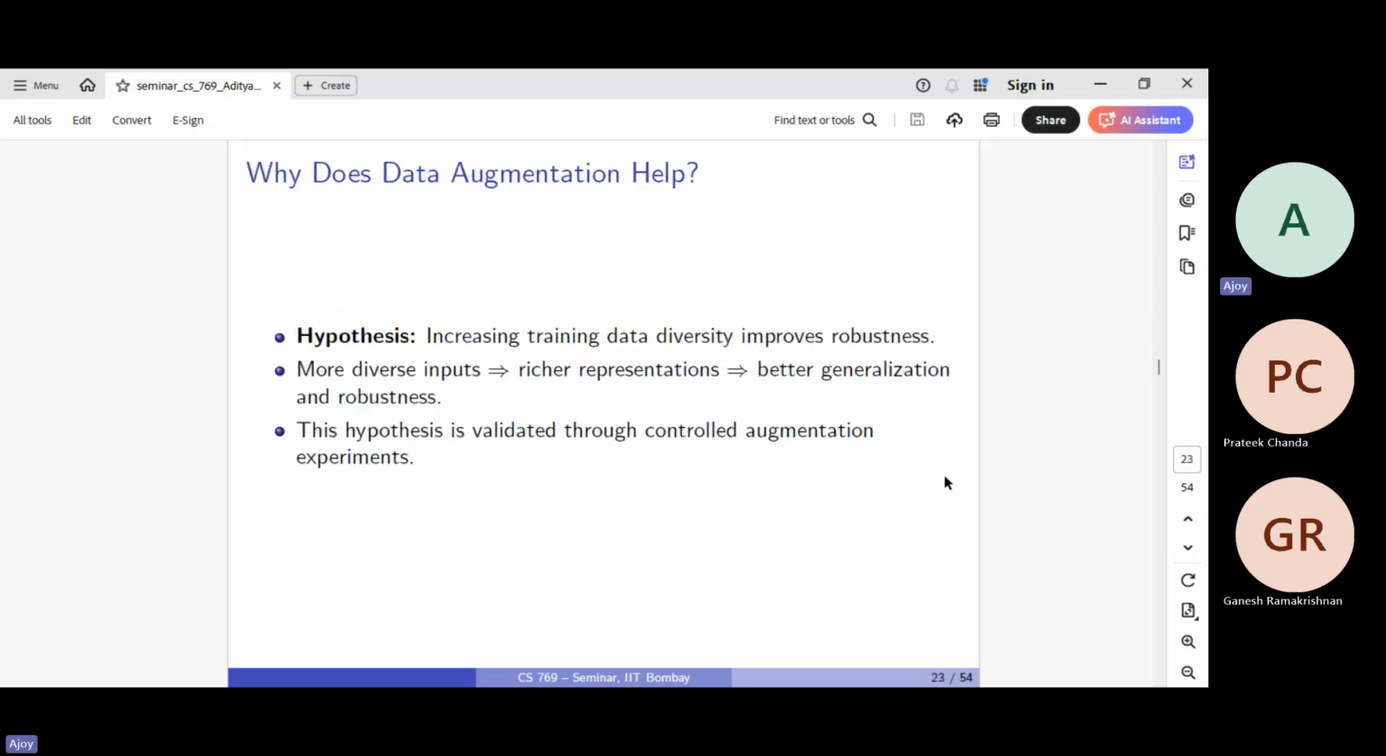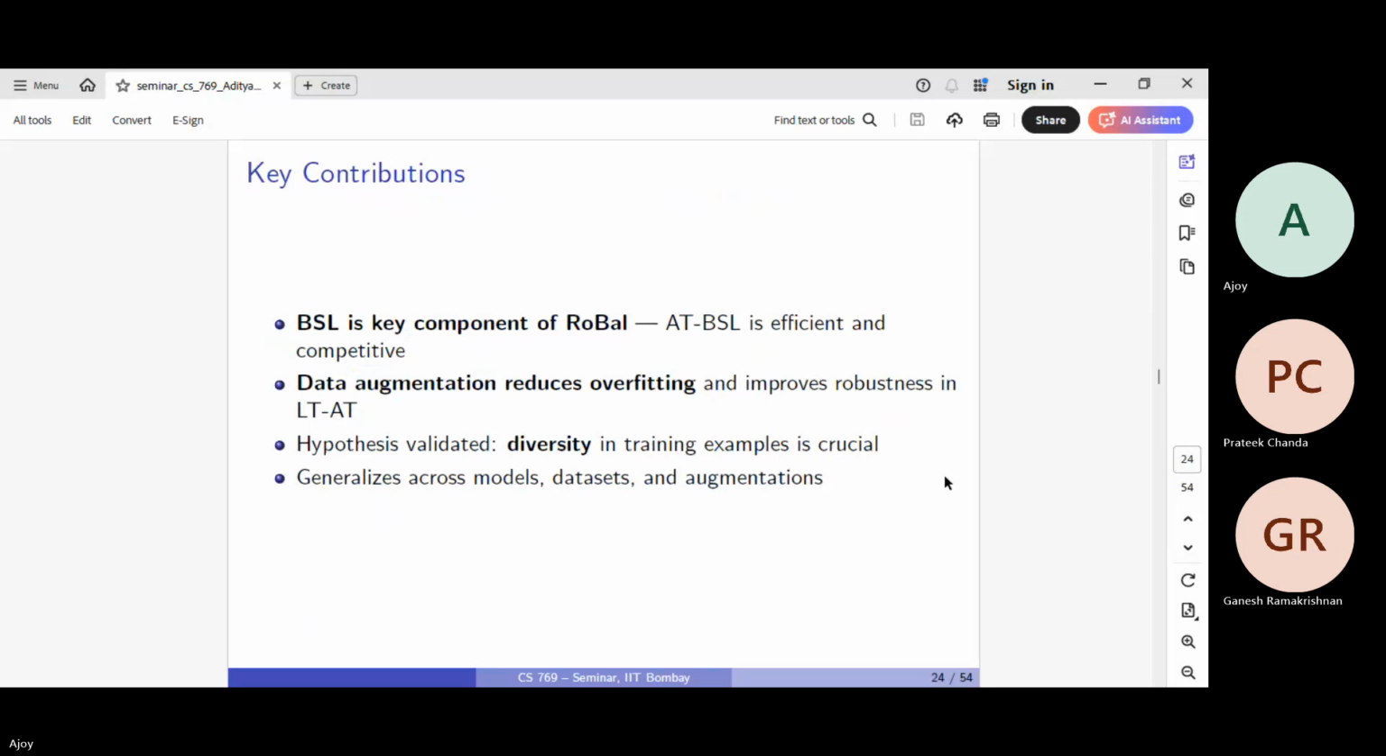So next. We'll look at the key contributions and key components of our adversarial training of RoBal, which was devised in 2021.